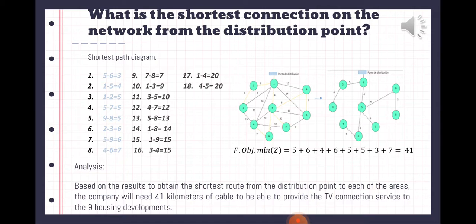And we can see in the blue numbers the route will be formed like 5 to 6, 1 to 5, 1 to 2, 5 to 7, 9 to 8, 2 to 3, 5 to 9, and 4 to 6. And that will give us an amount of 41, where the 41 will be the kilometers that the company needs to travel.